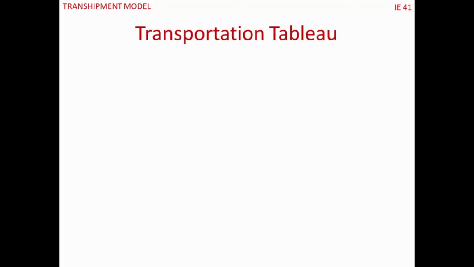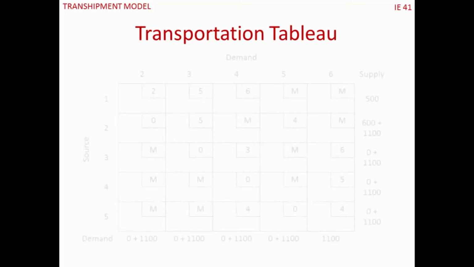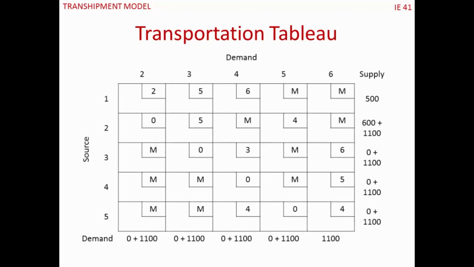We can now solve this problem just like how we solve transportation models. We now construct the transportation tableau. Let us look at the supply and demand of the nodes. Since nodes 3, 4, and 5 are transient nodes, the original supply and demand are both 0. However, the buffer value of 1100 is added since they are transshipment nodes. For node 2, the buffer is also added, making its supply total 1700 and giving it a demand of 1100.